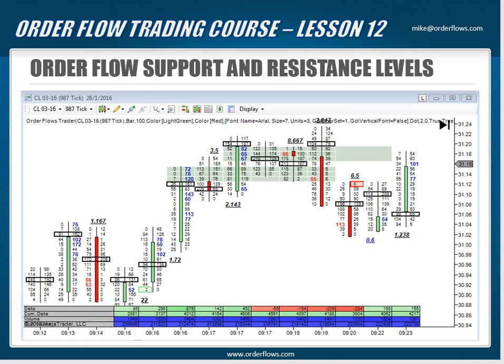So this is crude oil, and first I just want to show you, it doesn't always work. You have to take things in context as support and resistance. You have this buying imbalance up here, but the next bar we opened up below it. If it's going to be a support level, we should be trading above it and come into it, not trade below it and come into it.